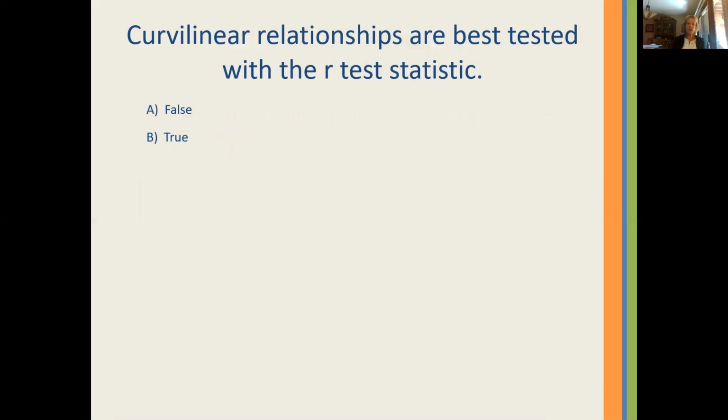So curvilinear relationships are best tested with the R statistic. True or false? The answer is false. Remember, we said it was the eta statistic.